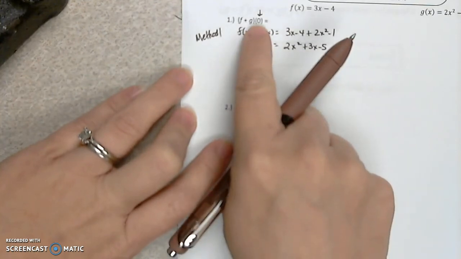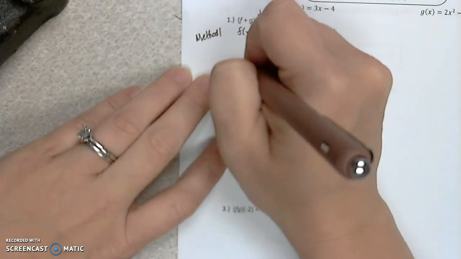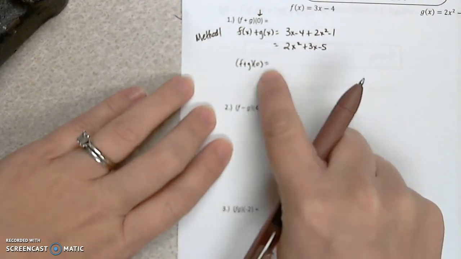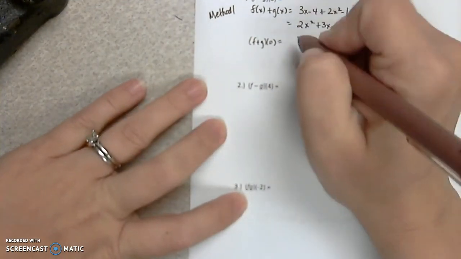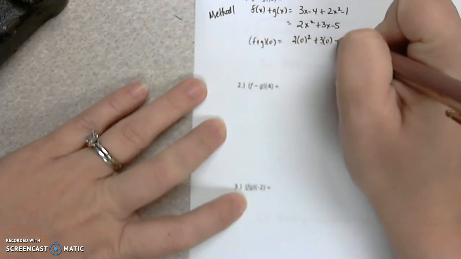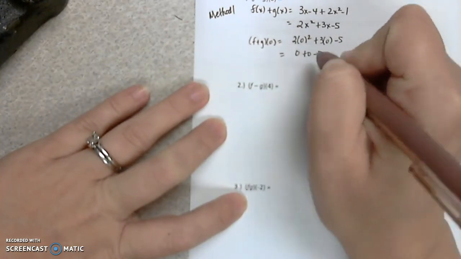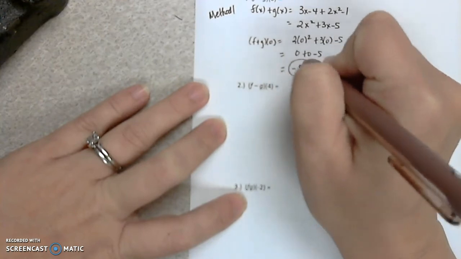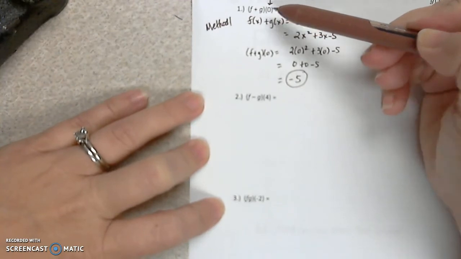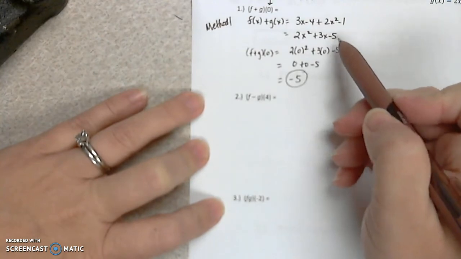But remember, I'm looking for the value of the function. So now, to find f plus g of 0, I would take this new function, and everywhere there's an x, I would put a 0. So I'm going to say 2 times 0 squared plus 3 times 0 minus 5 would be 0 plus 0 minus 5, which is negative 5. Now remember, when I'm asked to put in a value to my function, I should get out a value. If they don't tell me a value, then I should just have a new function.